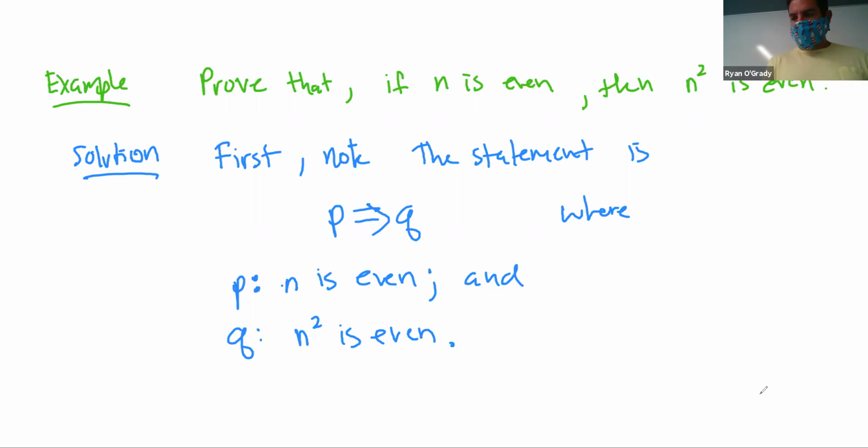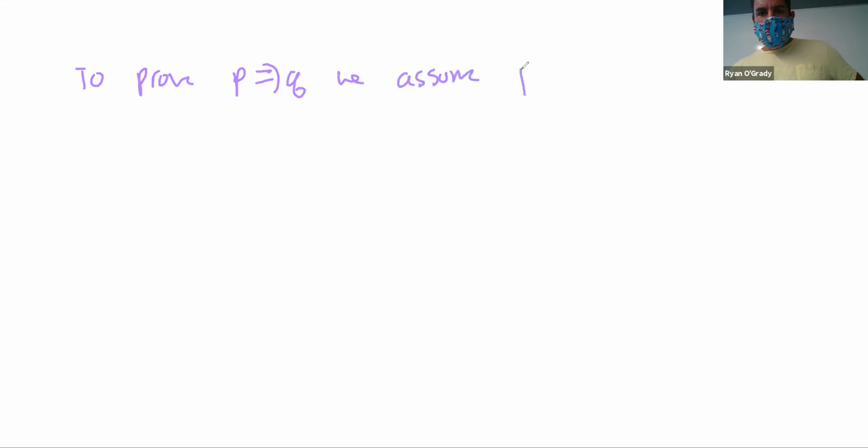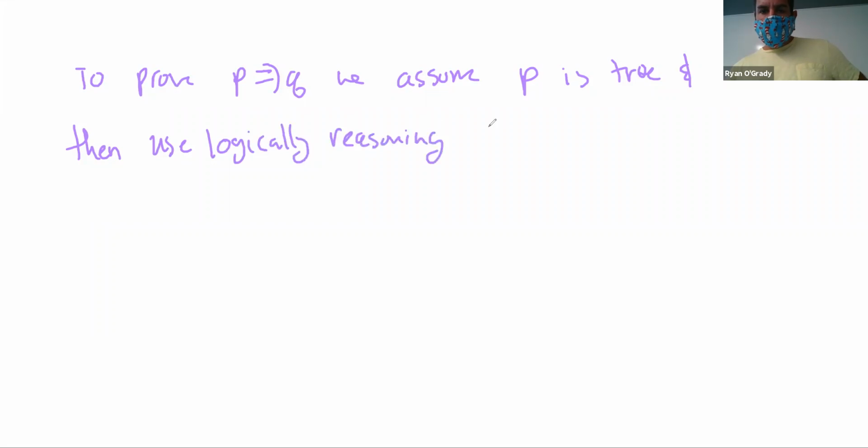So what we do is we do the following. To prove P implies Q, what we do is we assume P is true, and then use logical reasoning to show Q is true.